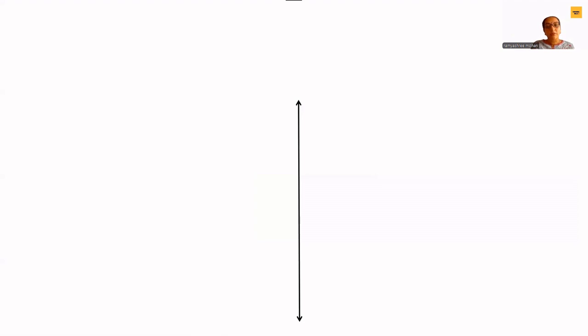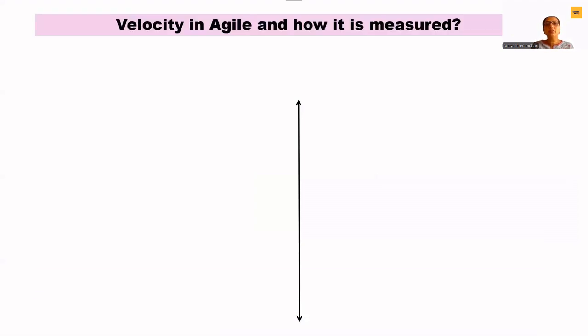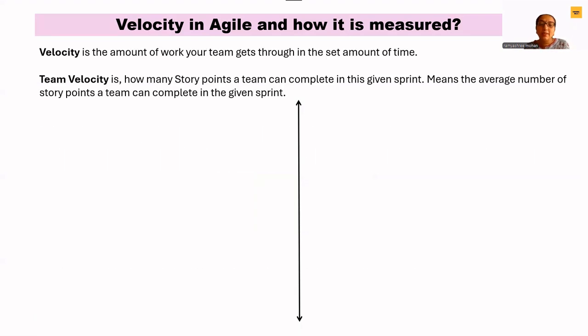Okay. Now, coming to the velocity, there is something called velocity. Let's say it's a very new agile project, so we are not aware of the velocity. Let's say the project has been there for the past 1 year. So we do have some history, right? Like how this team is performing, how many story points can they deliver in a sprint, all those things. So that is nothing but velocity.